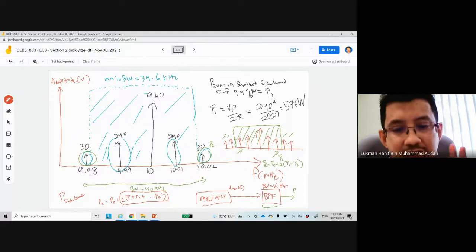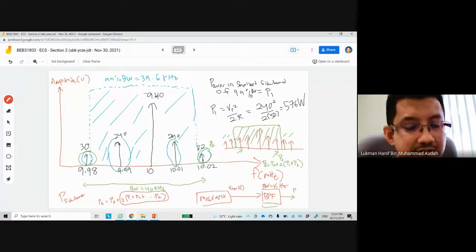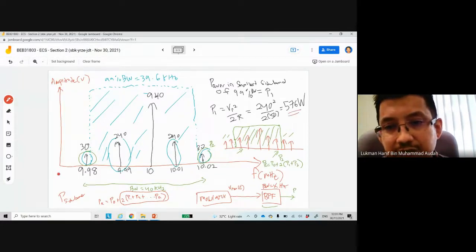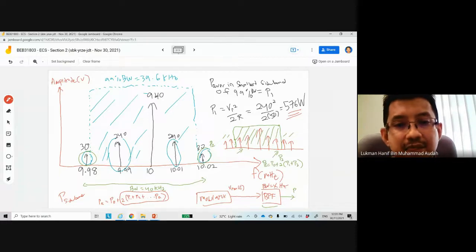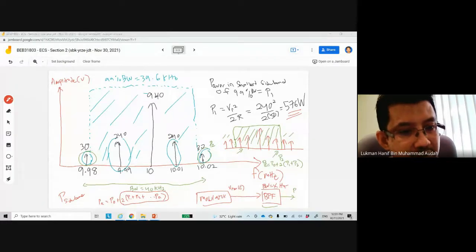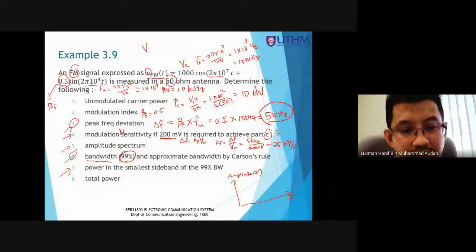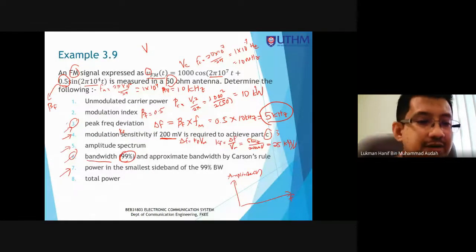Okay. Then what? Seterusnya, ini kalau ada soalan sila tanya. Okay, sila tanya. Tadi jawapannya adalah yang inilah 576. Next one. Okay kelas, kalau ada soalan tanya, kalau tak ada saya teruskan.